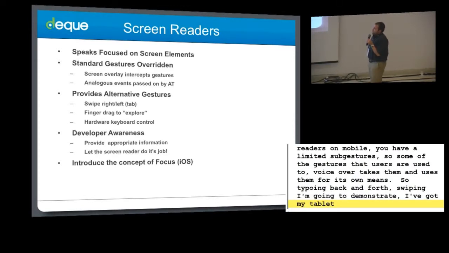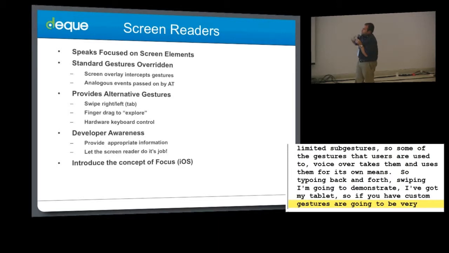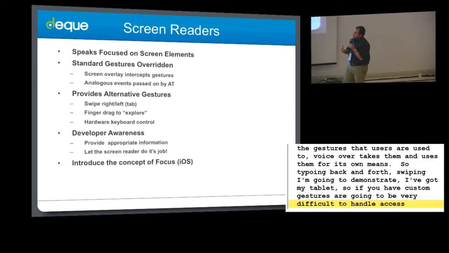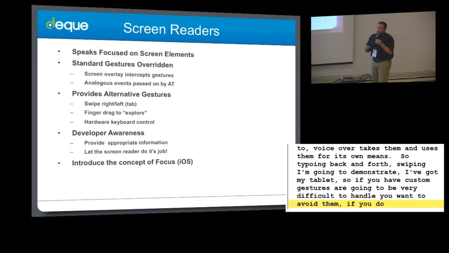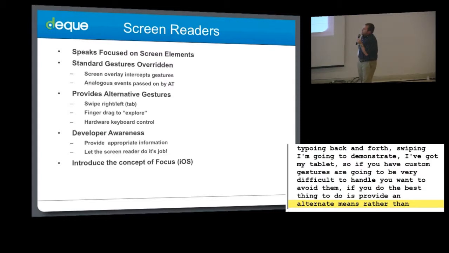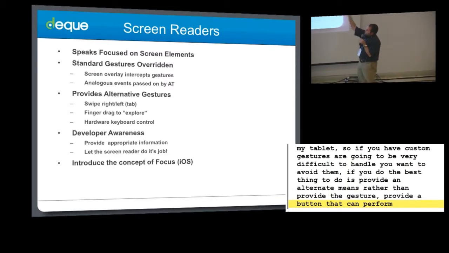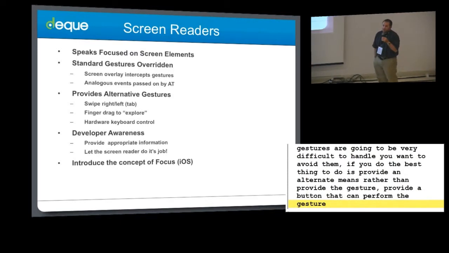So if you have custom gestures, they are going to be very difficult to handle accessibly. So you want to avoid having custom gestures in your applications. And if you do, the best thing to do is just provide an alternate means. Rather than performing the gesture, provide a button somewhere that can perform whatever action that gesture is trying to supply. Which is my next point: provide alternative gestures.